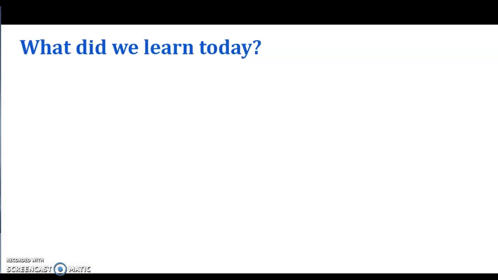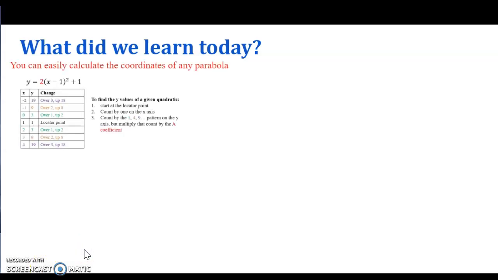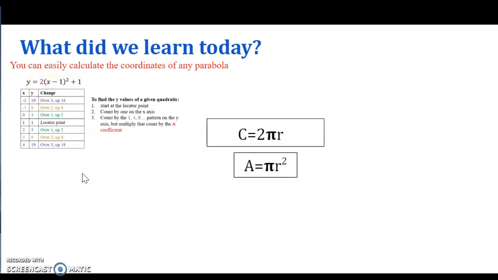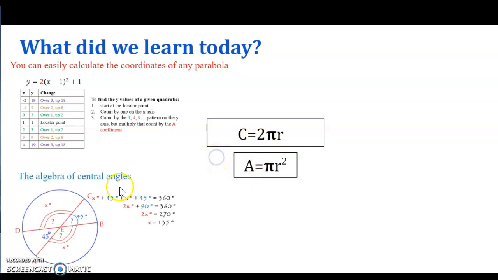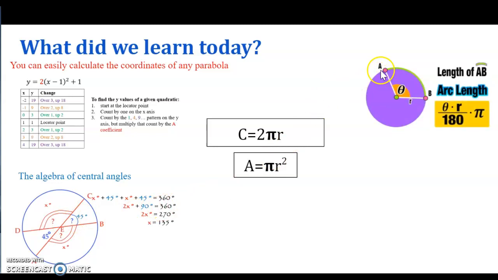So what did we learn today? We learned to figure out the coordinates of any parabola even when a is not equal to 1. We learned about circumference formula and area formula and how we can use those formula to calculate circumference and area flexibly. We learned about central angles, what they are, and how they all add up to 360 always. And we learned about arc length.